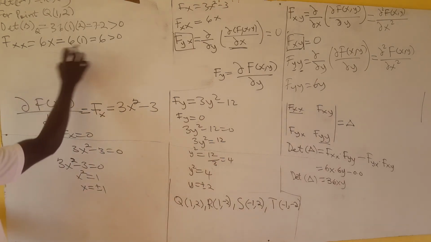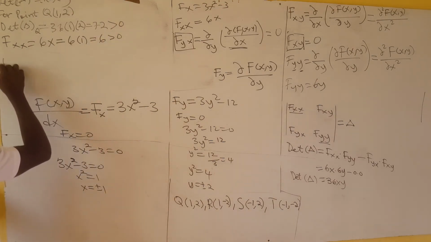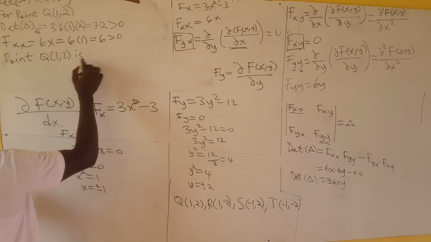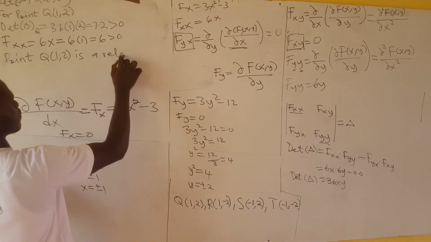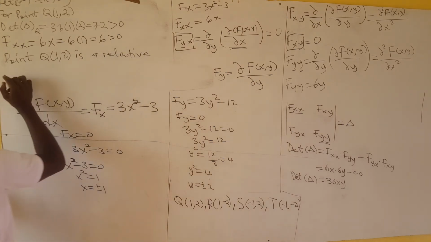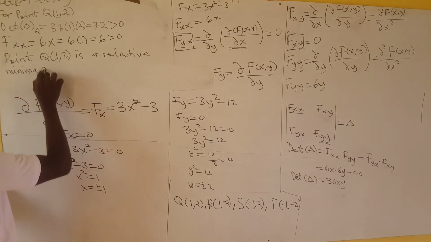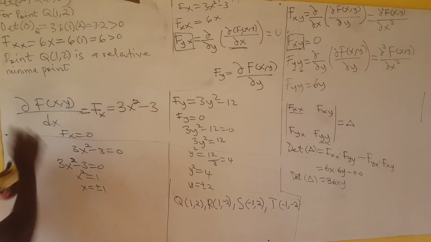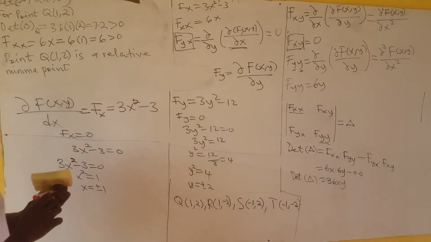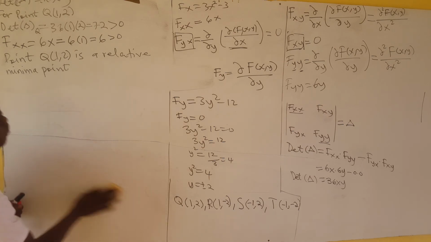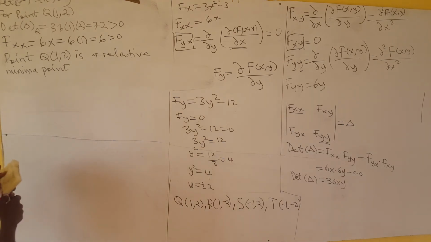Okay? So since this is the case, point Q, that's 1, 2, is a relative minimum point. So what we did here, we have to do the same thing for the other points. Okay, so let me clean this as well so that we solve it here. So we'll do the same for the other points.